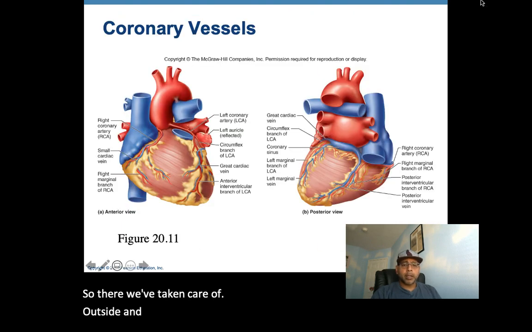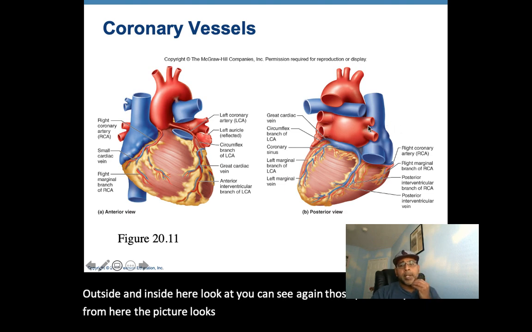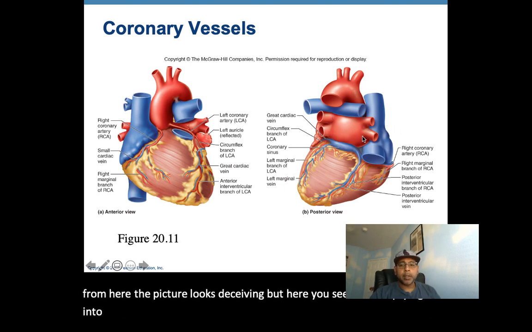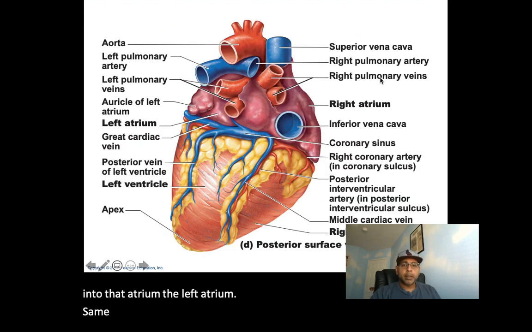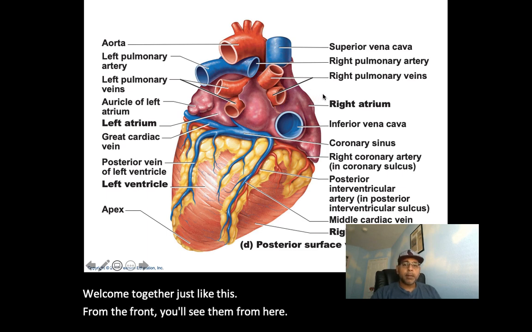Here you can see again those pulmonary veins. From here the picture looks deceiving, but you see they're emptying right into that atrium, the left atrium. Same thing you see here. They all come together just like this. From the front, you usually see them from here.